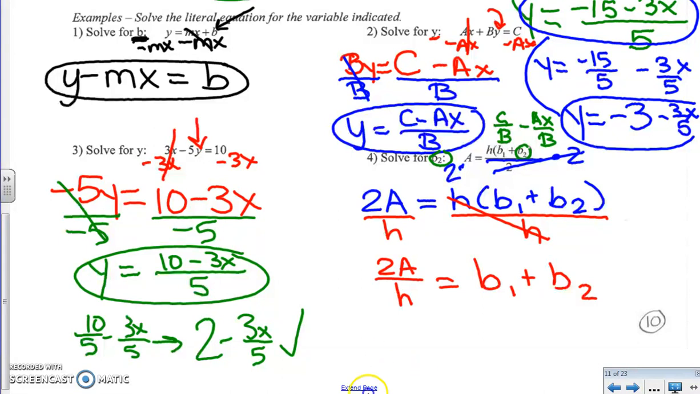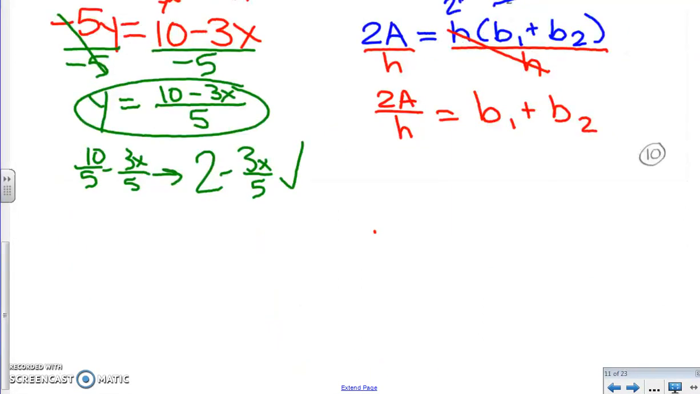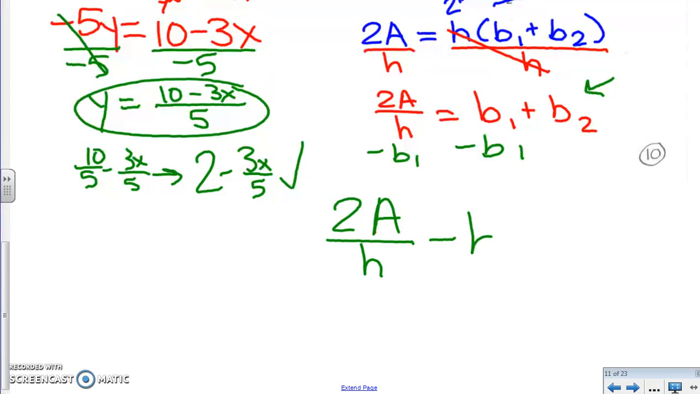So now all we have to worry about is moving that variable b1. The 1 is attached to it, it's called a subscript. So if I still want to get b2 isolated, this positive b1 needs to be subtracted on both sides. So 2a was divided by h, and now that side is subtracting b1 to give us an answer of b2.